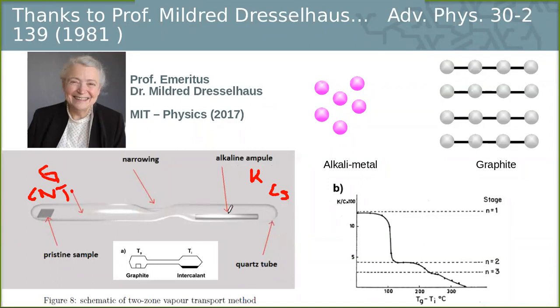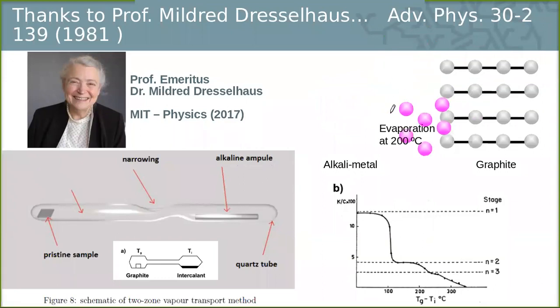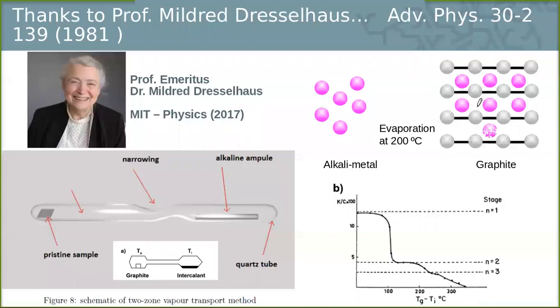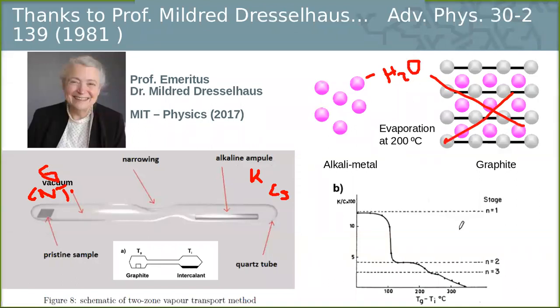Then, basically what we do is evaporate the molecules so that the atoms start to intercalate in between the layers of the graphitic material. Important, all of this has to be done in vacuum, because otherwise the alkali metal will react with water from the environment, and then you will never be able to create an intercalation compound.